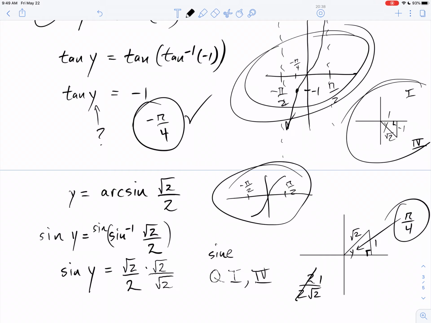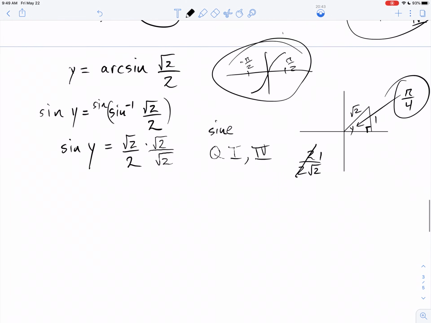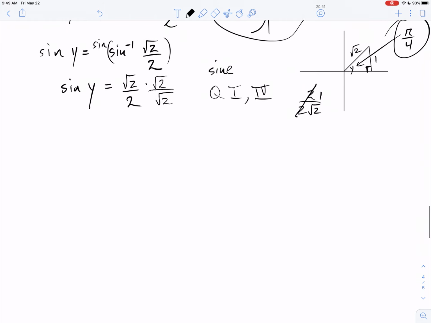So the odd problems in your book, you can check all your answers. So I'm not going to take a picture of my answer key or anything. But, you know, there we go.